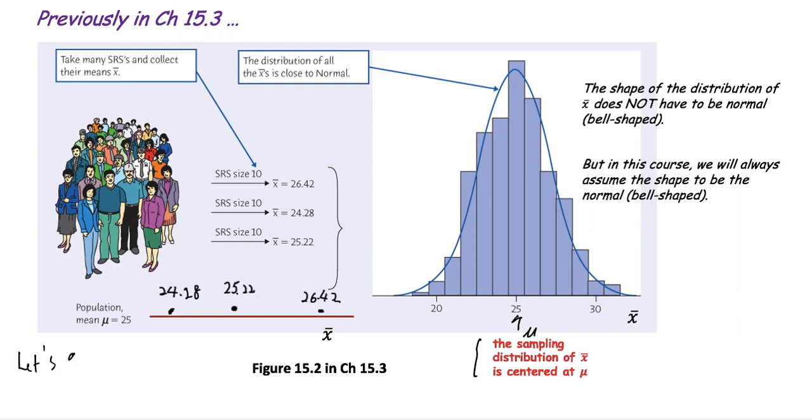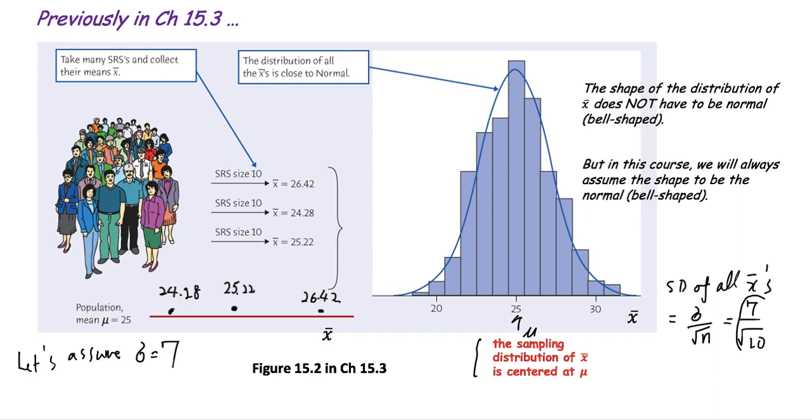Next, let's assume that sigma is 7. That means, what is the variation of this big population? Let's assume it's 7. So then we can ask, what is the standard deviation of all our sample means? It's going to be given by the formula sigma divided by square root of n. So sigma is 7. n is 10, the sample size, because that is the number that we pick in this example.